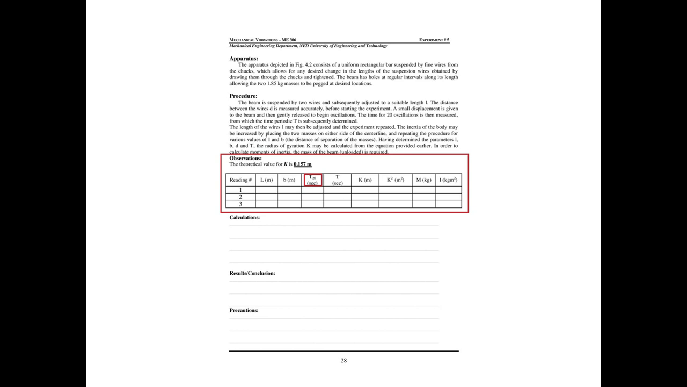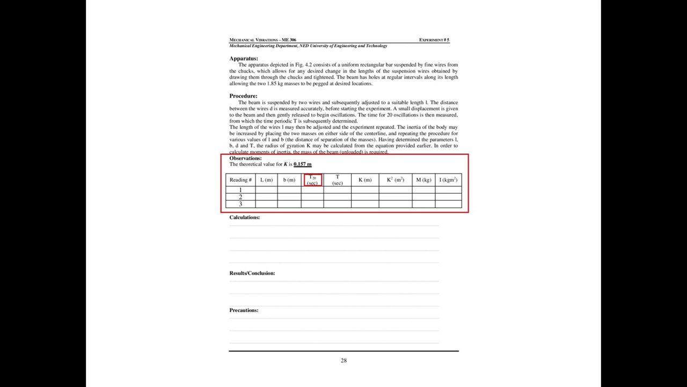So we will measure the time period of 20 oscillations or 10 oscillations first, and then divide it by 20 or 10 in order to get the time period of a single oscillation. Before starting the experiment, a small displacement is given to the beam and then it is gently released to begin oscillations, in order to account for the inertial effect. The time period for 20 oscillations is then measured, from which the time period T is subsequently determined.